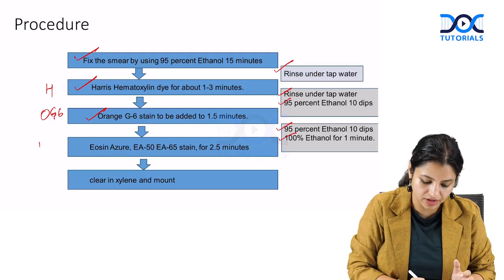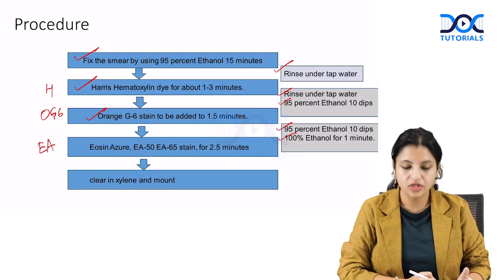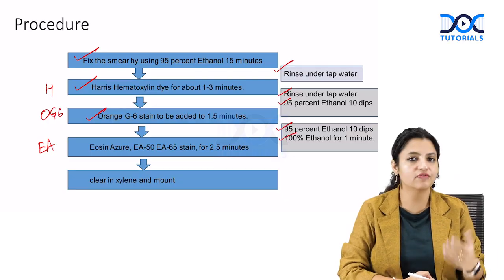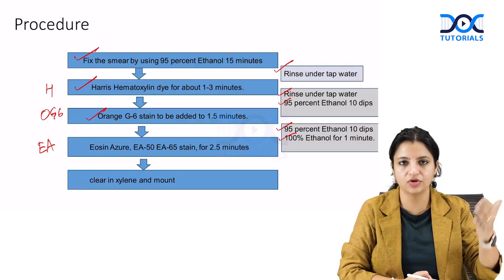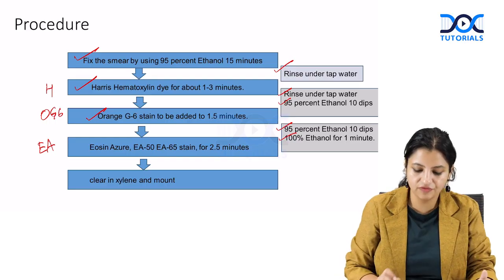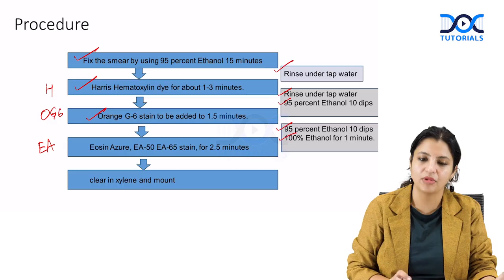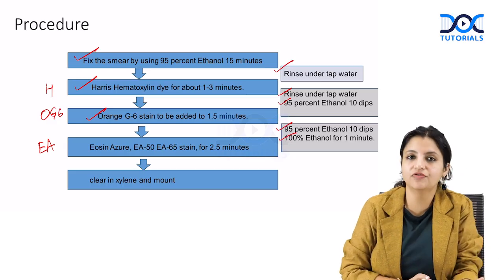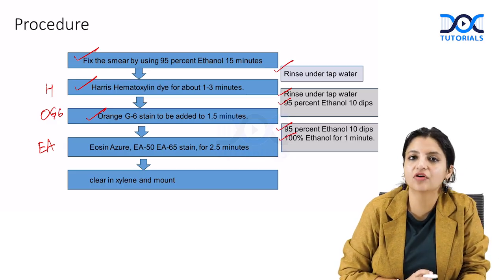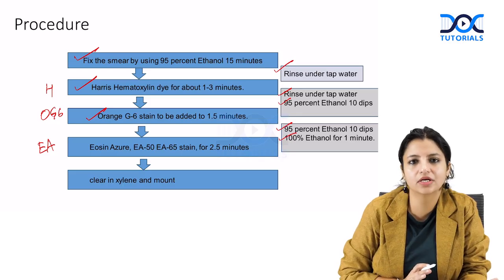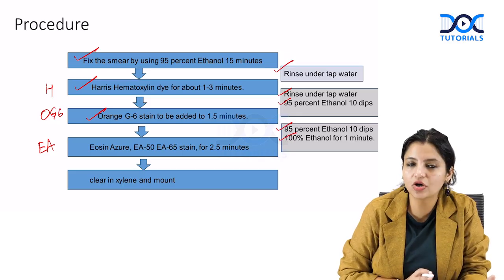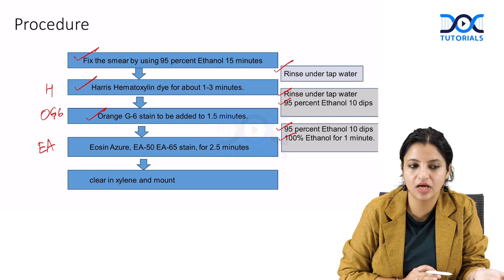After that we add the third dye, that is eosin azure. We add eosin azure, whichever you want, eosin azure 50 or eosin azure 65, for 2.5 minutes. After that, that's it. Clear in xylene and mount. So the procedure for Pap stain is very easy. For an undergraduate, just remember the 3 dyes and you're done. You use hematoxylin, you rinse it in alcohol.